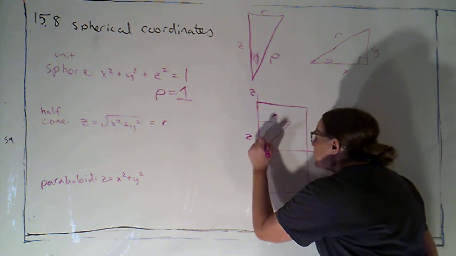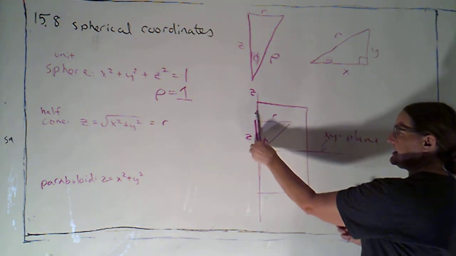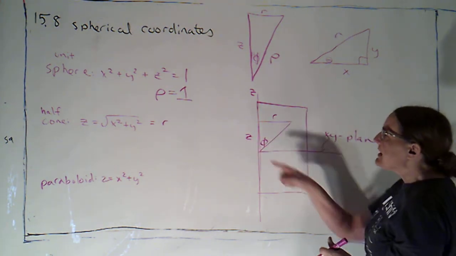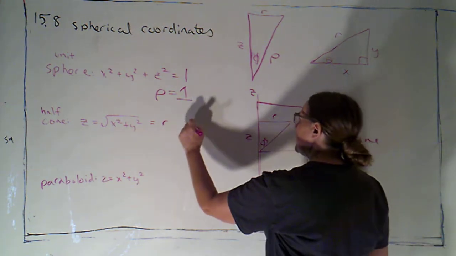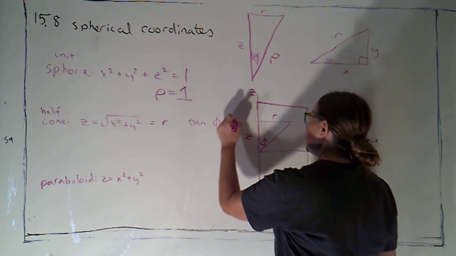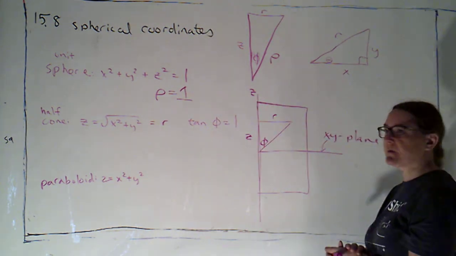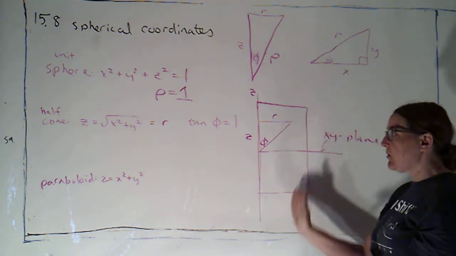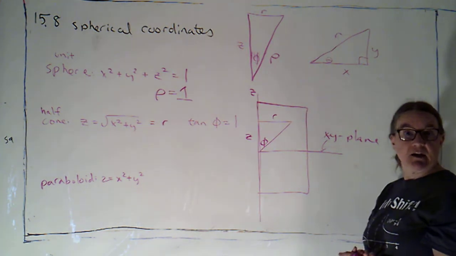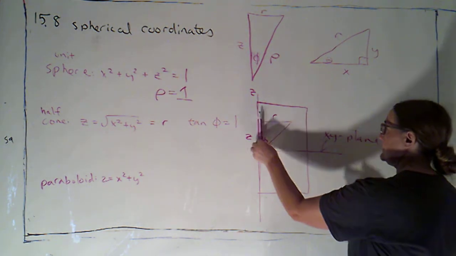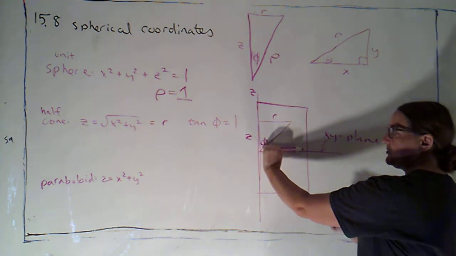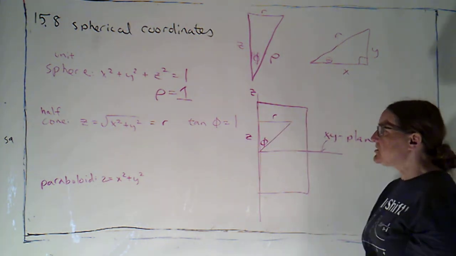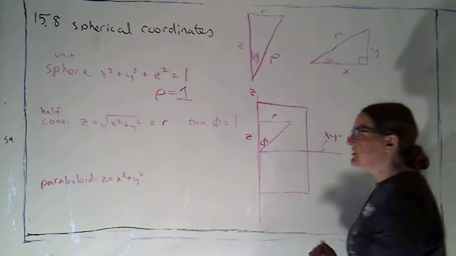Now, this angle right here would be phi, because this is the z-axis, and this is the angle we're rotating to get this. If z is equal to r, then I know that tangent of phi is equal to 1. Okay. Well, since phi has to be between 0 and pi, that tells me it's got to be an acute angle. Because if it's between 0 and pi over 2, tangent will be positive. Between pi over 2 and pi, tangent would be negative. So phi is just the acute angle whose tangent is 1.